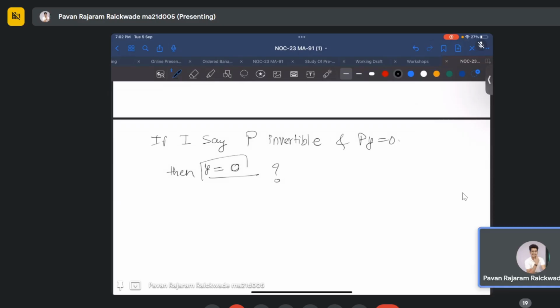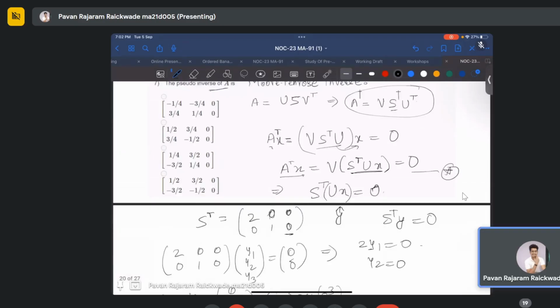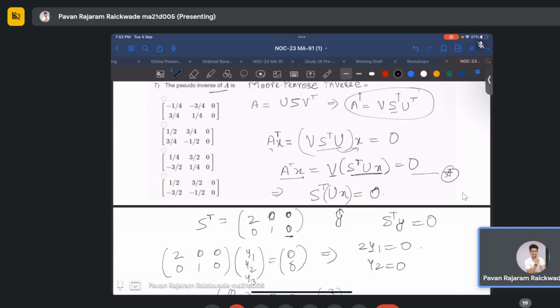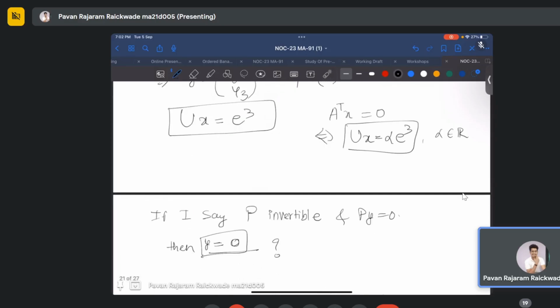That's it. So the same thing applies here because V is invertible, being an orthogonal matrix. Now you consider S transpose Ux as the vector y. Vy is 0, that implies y has to be 0. Okay, thank you, sir, got it. Yeah, so this is how you solve.